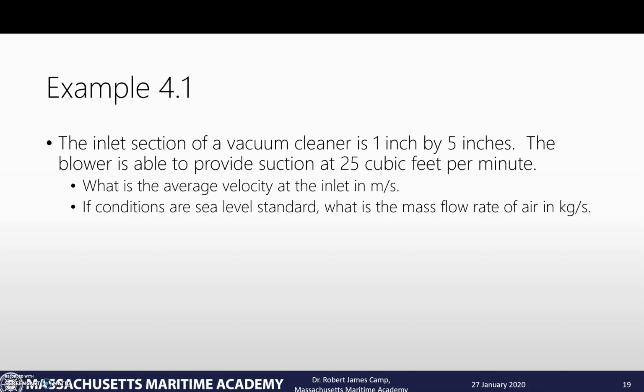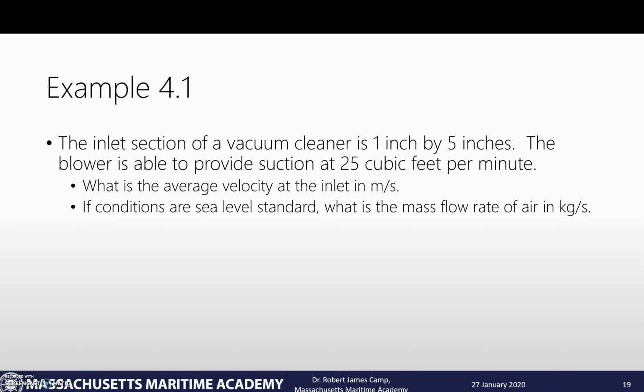The inlet section of a vacuum cleaner is 1 inch by 5 inches. The blower is able to provide suction at 25 cubic feet per minute. What is the average velocity at the inlet in meters per second? And if conditions are at sea level standard, what is the mass flow rate of air in kilograms per second?